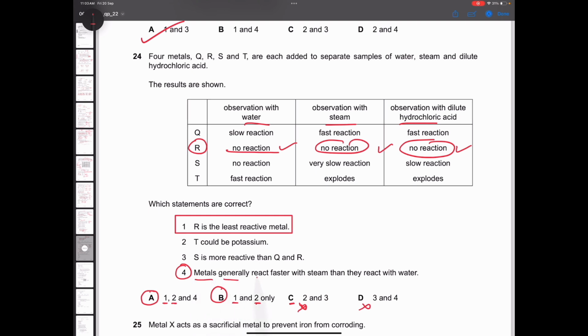Metals generally react faster with steam than they react with water. Now, if you pick a metal, let's say potassium, and first react it with water, then react it with steam, steam is more reactive than water. So there will be an explosive, vigorous reaction. Means statement number 4 is correct. So option A is the correct answer.